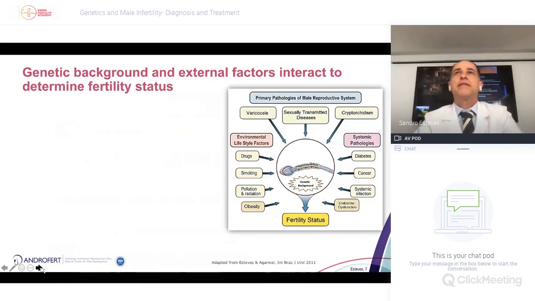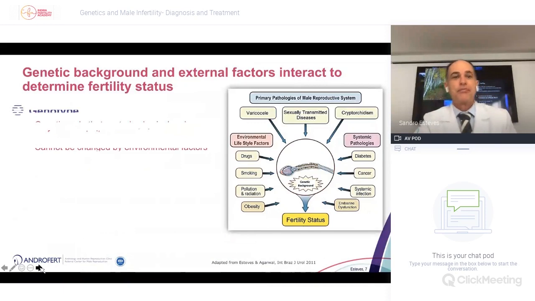This is why some patients come to us and say, well, I don't know what the problem is with me, because although I smoke heavily, I have several friends who have many children. Well, this is because the genetic background of these different subjects differs, in the sense that the external factor will have a different impact according to the genetic background.